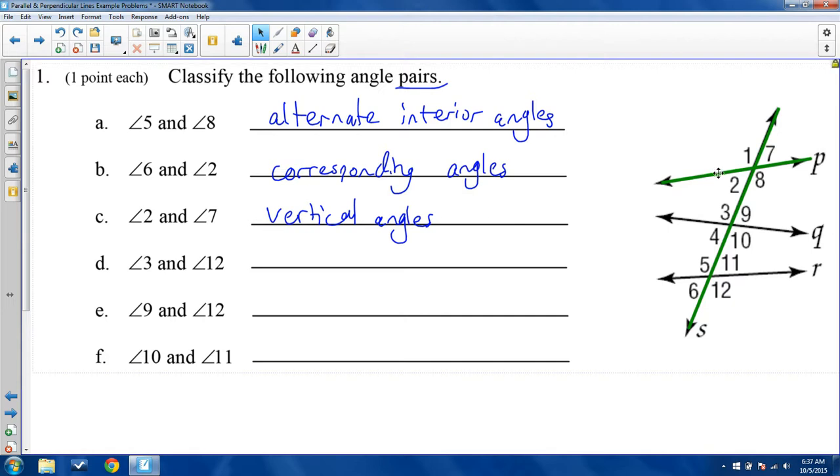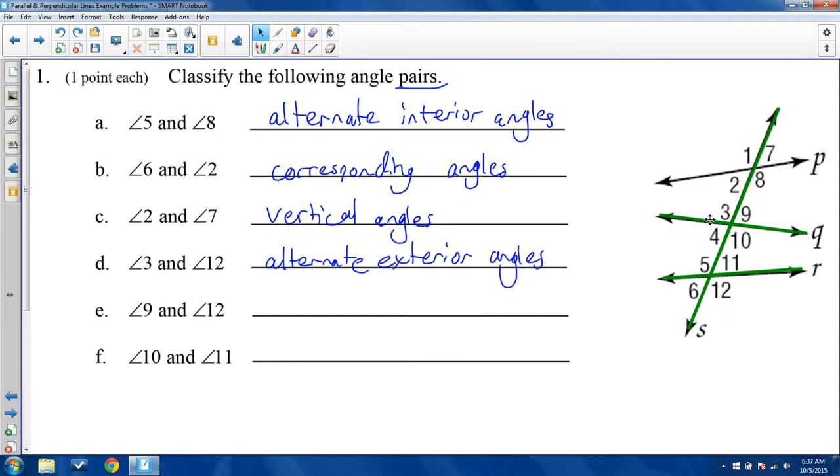Okay, 3 and 12. Let's find those guys. 3, 12. Like I said, the transversal is still the same. Here's 3, here's 12. Those are on opposite sides, so alternate. They are on the outside, so they're exterior angles.